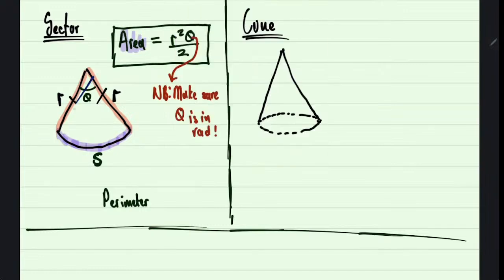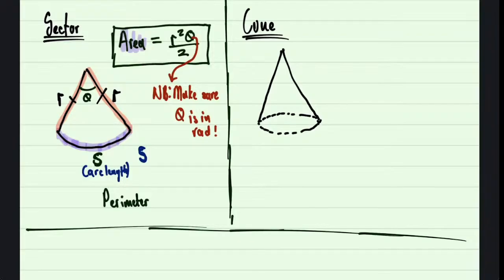Area is this space inside here, your sector. R squared theta over 2. Now, I want you to say S, which is this one, the arc length. The arc is a special thing to us. It's that small curved line in purple. That's what we call the arc. Not the inside, that small curved line in purple.